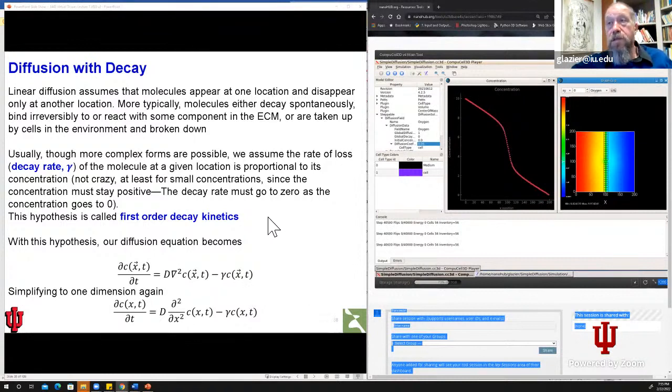And with this hypothesis of first-order decay kinetics, that is, the rate of the decay of an individual molecule is constant, our diffusion equation has an extra term, which is minus gamma, the decay constant, times the concentration. If we go to one dimension, we get what we had before. The change of concentration per time is the diffusion constant times the second derivative in space minus gamma times the concentration.